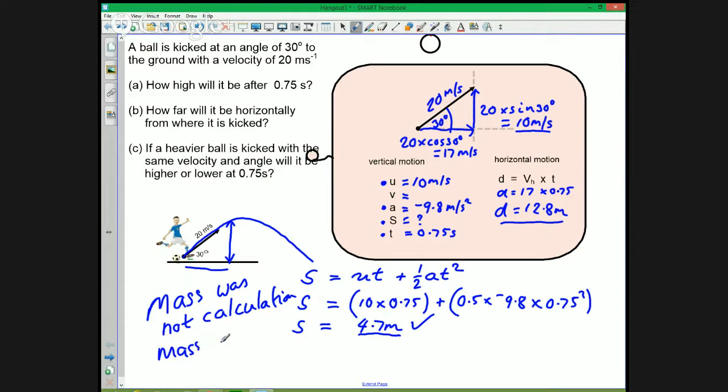So as long as you fire or kick the ball with the same angle at the same speed, it will always go at that height at 0.75 seconds. It will go at the same height of 4.7 meters. So mass is not in the calculation, so mass does not count. And that's that little thinking bit, which can give you that extra 2 marks, which would get you the A and the higher. So a projectile problem.